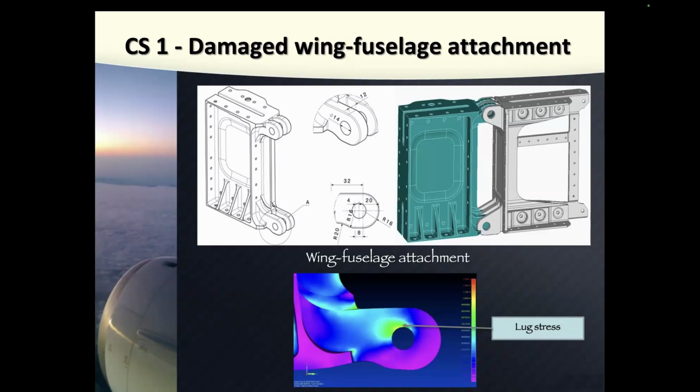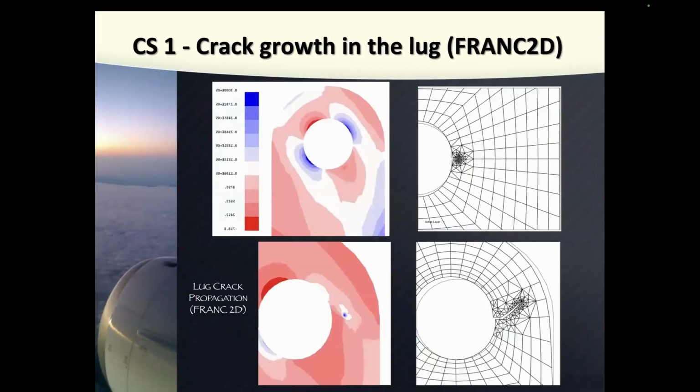So the first thing was to analyze the loads from the wing. This is why I'm telling you we used ANSYS, because I can analyze the complete assembly and get realistic results without any simplification. So we found where the area of high stress is. And again, I used my first love, Franc 2D, to analyze the growth of the crack in this lug. Again, I used this because I needed something to compare with, okay? At that time I could use only this.